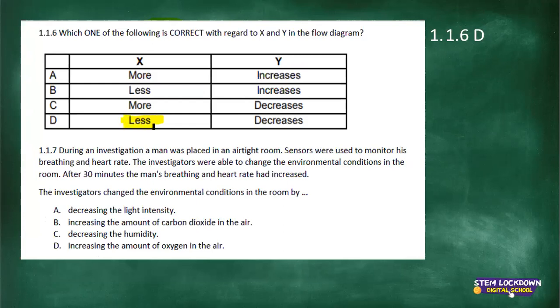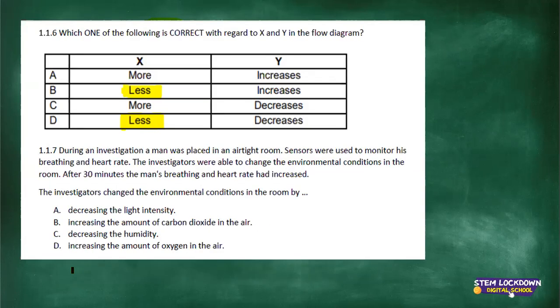aldosterone. Why? Because aldosterone is secreted to increase levels of salt in the body. So when there's already high levels of salt in the body, it would stop the secretion. So right now we are between these two. We are between the B and the D, right? Less. We'll select our final answer based on Y. So for now, you note your answers.